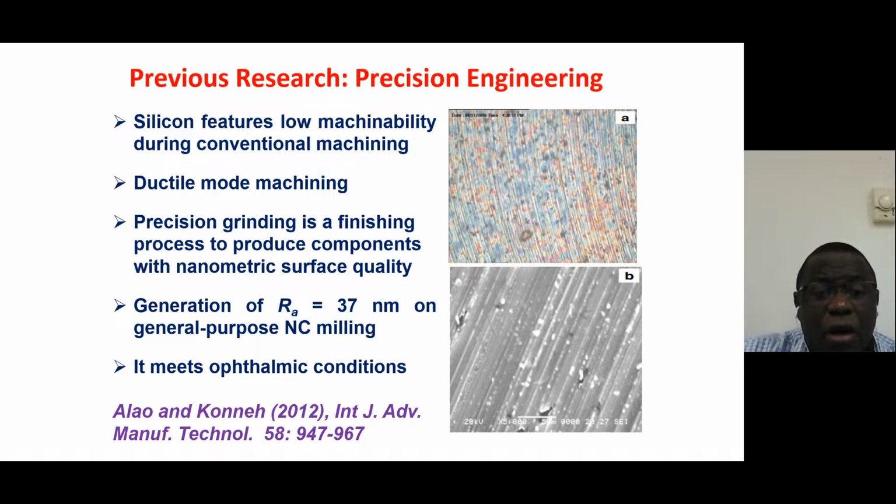So this kind of nanometric surface meets ophthalmic conditions, and the research has been published in this journal and sold to the ophthalmic industry.